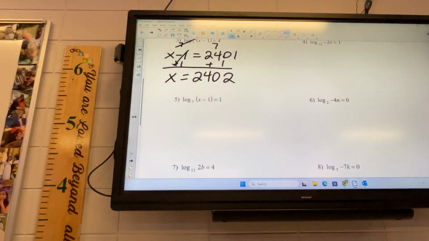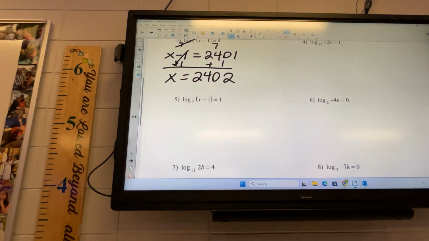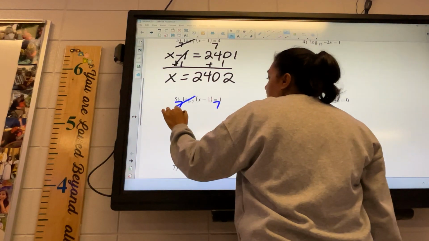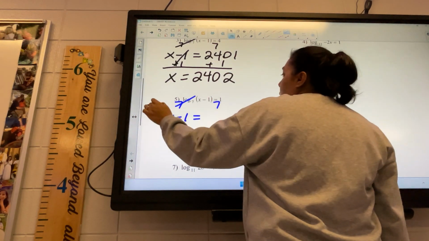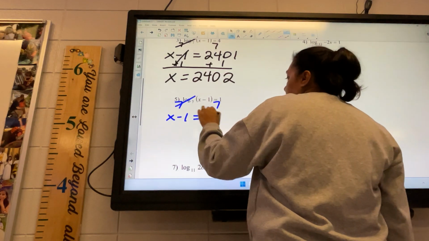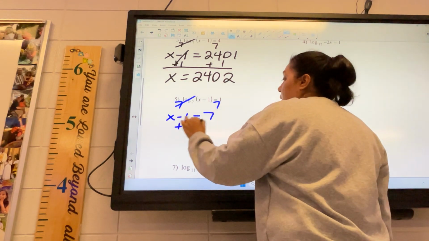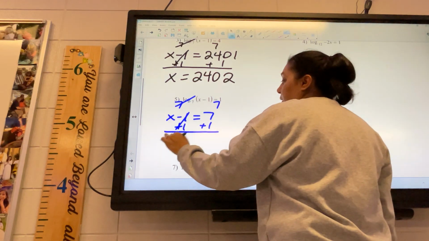Look at number 5. We're gonna raise it to the power of what? 7. 7 on both sides. So we get x minus 1. 7 to the 1 power is 7. Then what needs done? Plus 1 on both sides. So we get x equals 8.